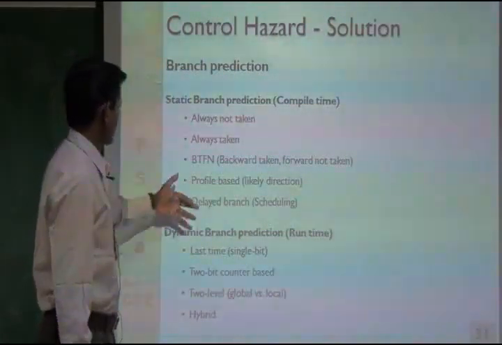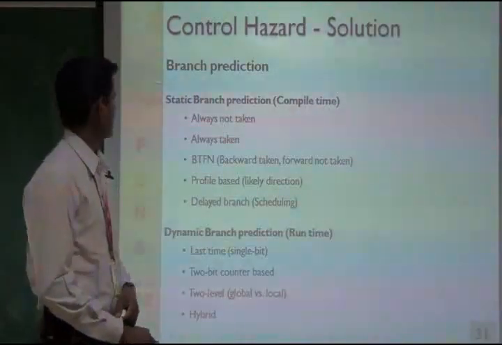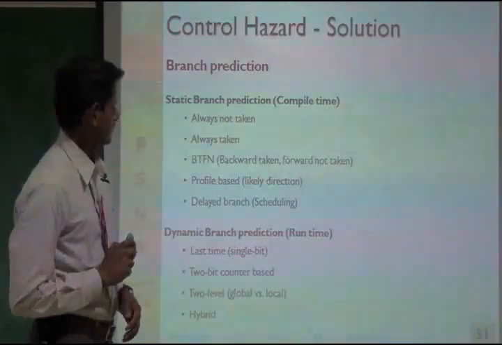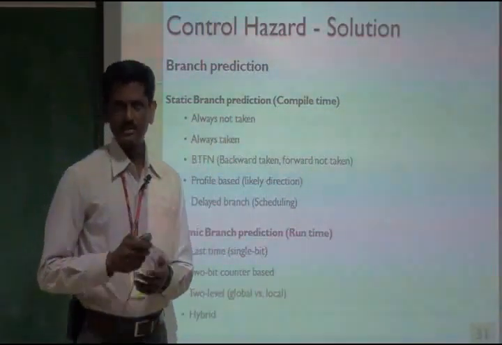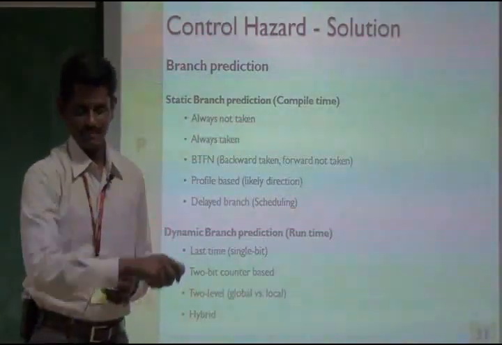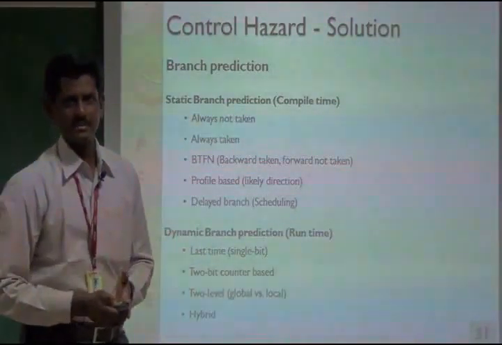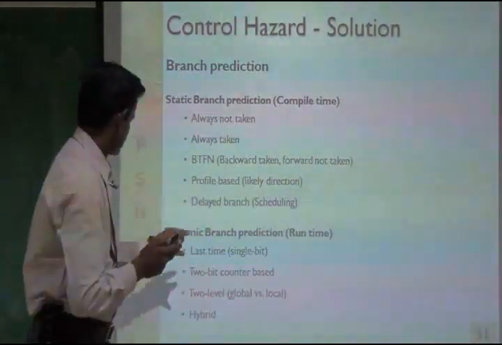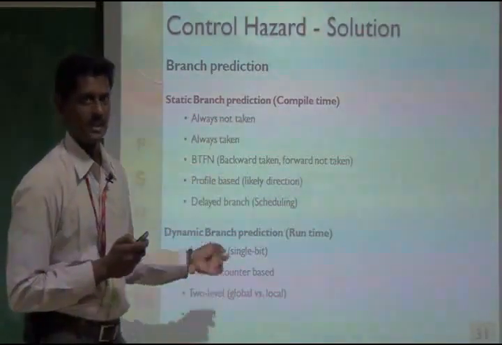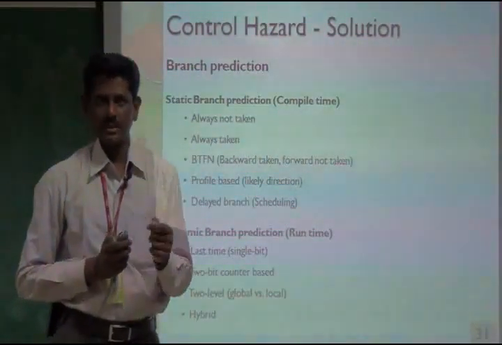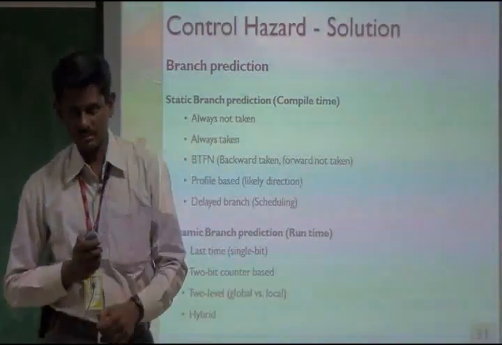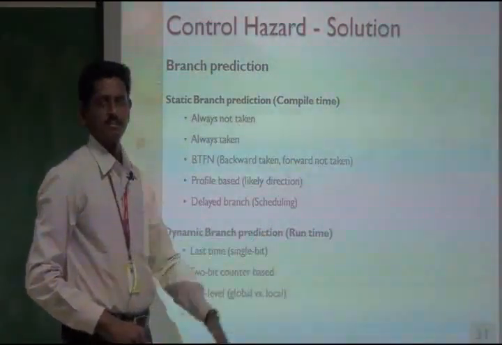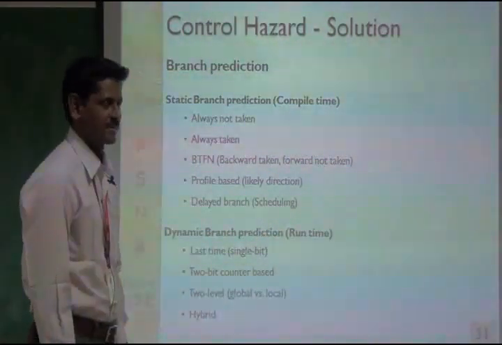Okay. There are two types of branch prediction: static branch prediction and dynamic branch prediction. Static branch prediction is done by the compiler at compilation time. Why it is called static prediction is, once it is predicted, that is followed by the compiler. Whereas dynamic branch prediction is done at runtime. So based on the runtime situation, the prediction may vary. That's why it's called dynamic branch prediction. There are so many types.